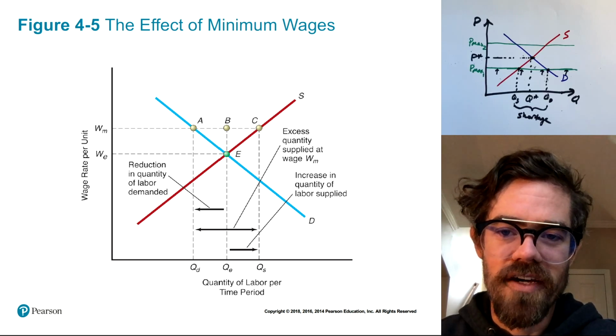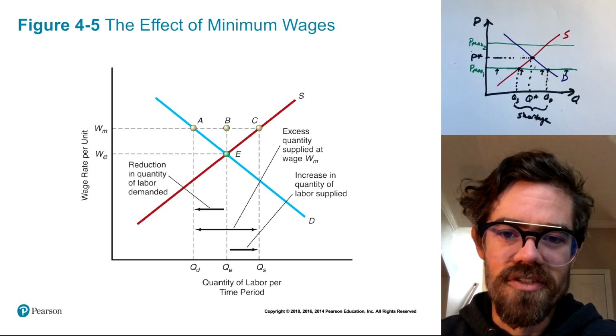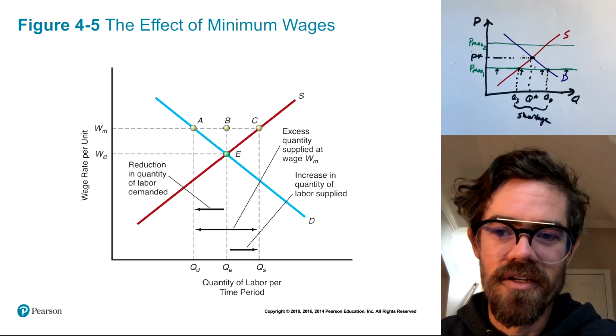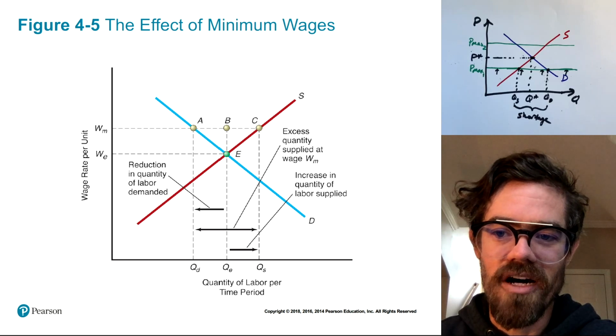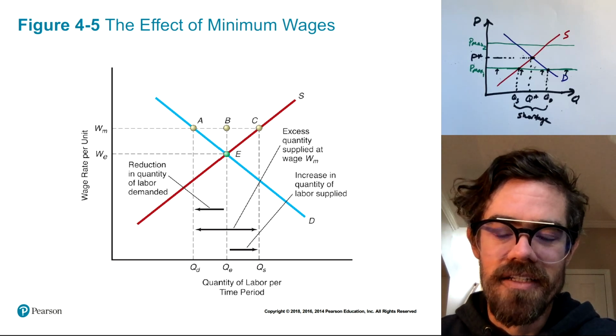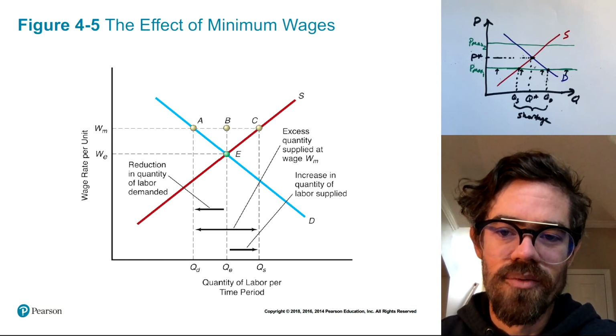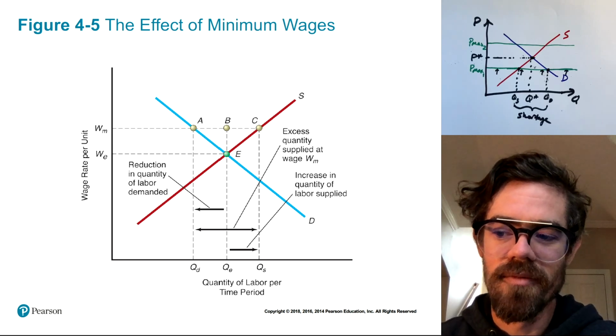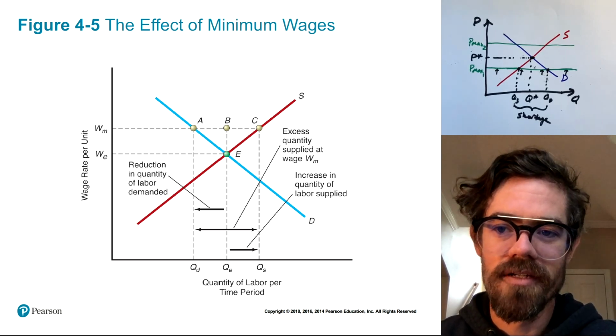Okay, so what are the effects of this minimum wage? Well, it does two things. It reduces the quantity demanded, in other words, it reduces the number of job offerings. And at the same time, it increases the quantity supplied of labor, so the number of people that want jobs at that price. That's where the surplus of labor is coming from. And again, that leads to unemployment.